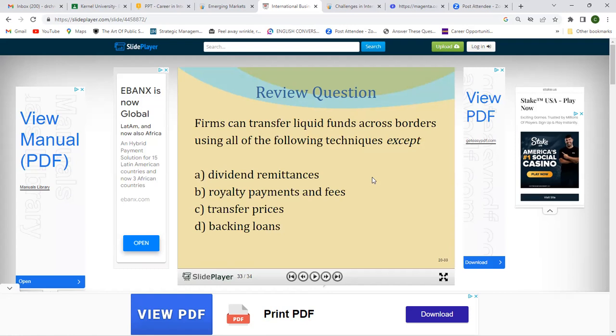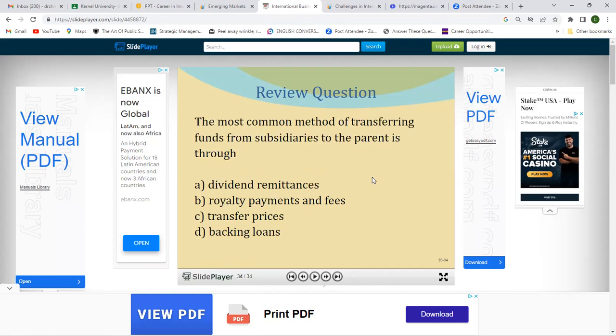Firms can transfer liquid funds across borders using the following techniques except what? Dividend remittances, royalty payments and fees, transfer prices, or banking loans. The most common method of transferring funds to the parent is through dividend remittances, royalty payments and fees, transfer prices, and banking loans. Right, nice job.